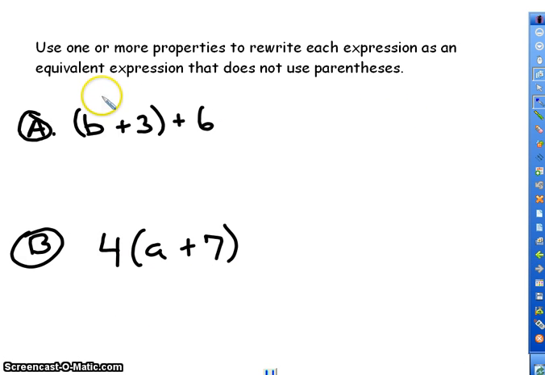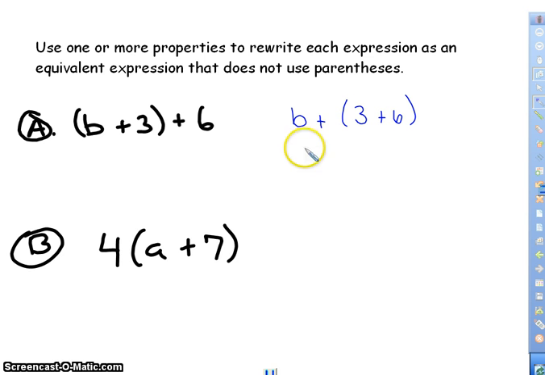One more set here. It says use one or more properties to rewrite each expression as an equivalent expression that does not use parentheses. So what you're doing here is you're trying to figure out what can I do to simplify this expression. So for part A, I have b plus 3 in parentheses, and then plus 6. Well, I know I cannot combine b plus 3. I'm not allowed to. Okay? But by the associative property, I can move my parentheses. So I can rewrite this as b plus 3 plus 6. And then can I do 3 plus 6? Well, absolutely. So I can rewrite this as b plus 9. Since I do not know what b is, I cannot solve it. So this is my expression.